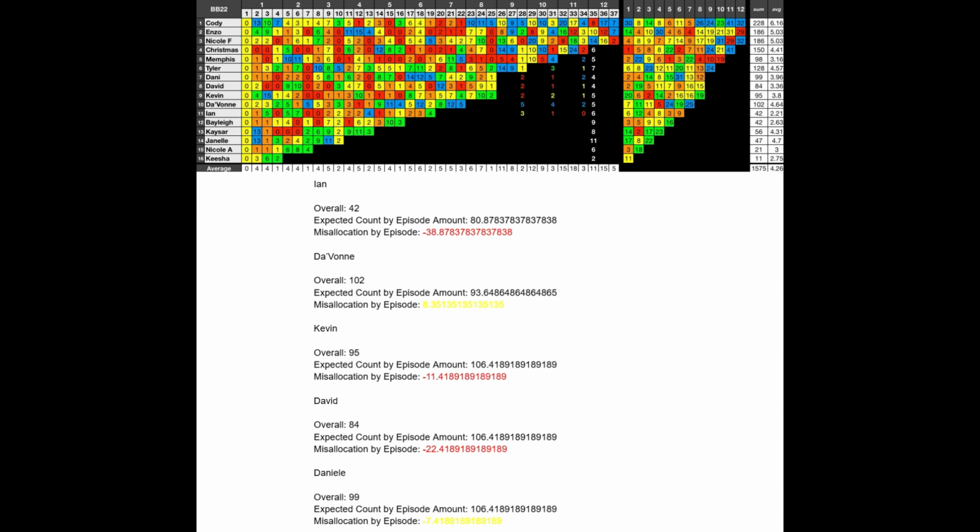Devon got 102 diary rooms throughout the season, and her expected count by episode amount is 93.64, causing her to have a misallocation amount of 8.35, and this is the first season where she has a relatively balanced distribution amount, meaning she isn't overly distributed.